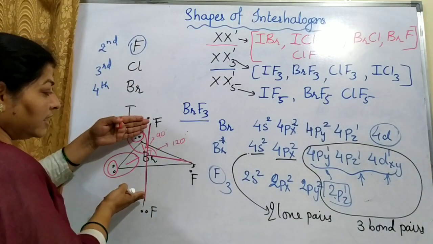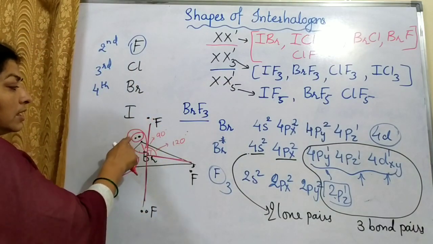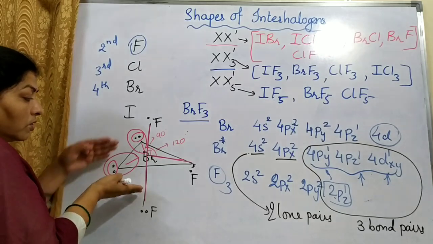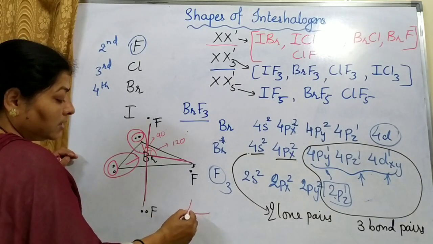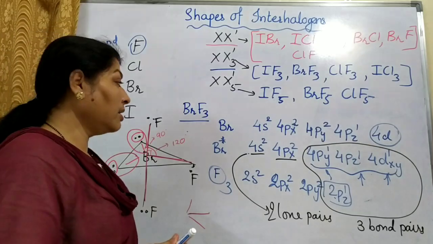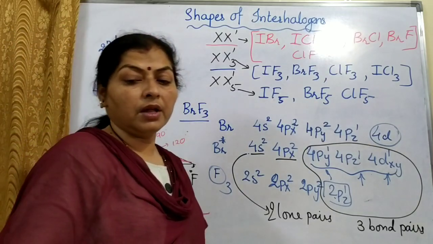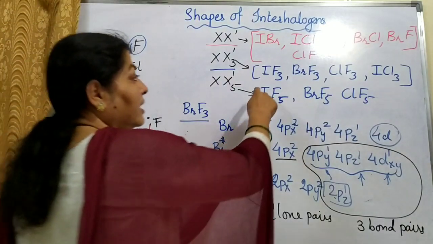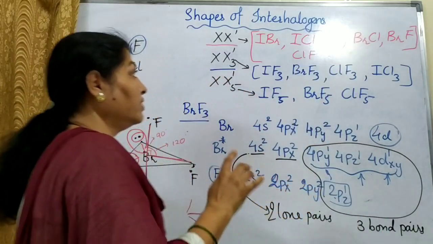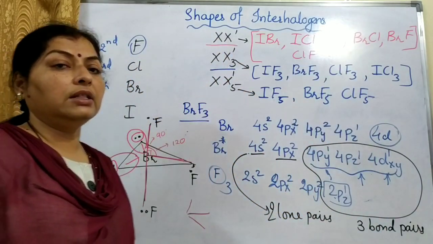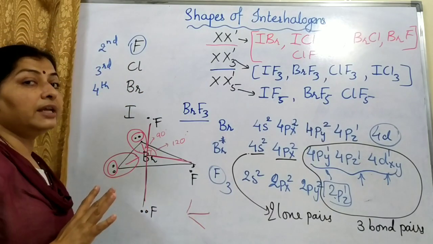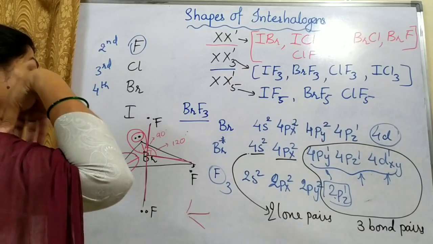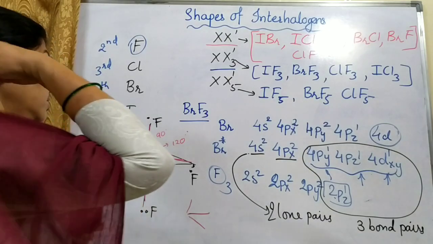Of course this will get a little bit distorted because there is repulsion between lone pair and bond pair of electrons. So what will happen? It will bend slightly like this. But the shape, we can say, is T-shape. So this is how we can explain the structure of BrF3. Any interhalogens of the general formula X X'3 will all have the T-shape. The geometry is trigonal bipyramidal, and the shape which will come out will be T-shape.